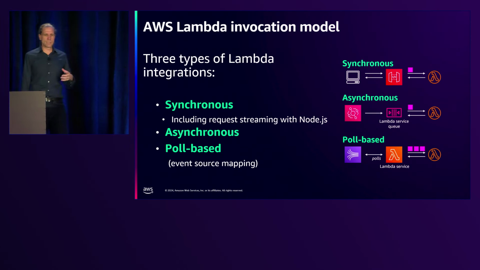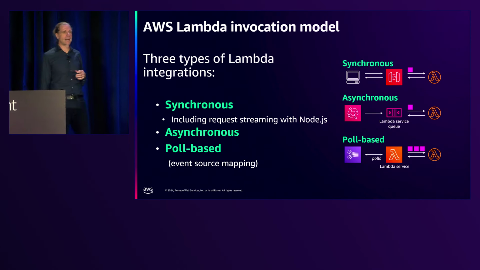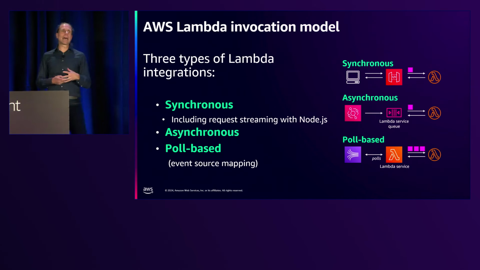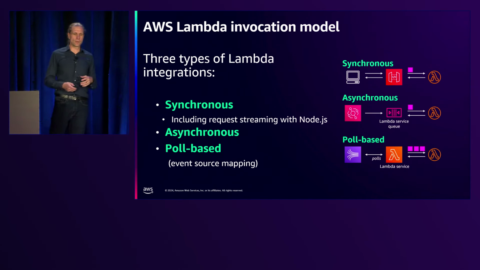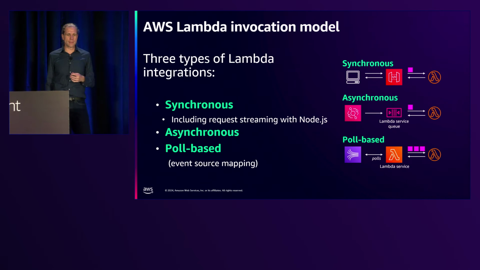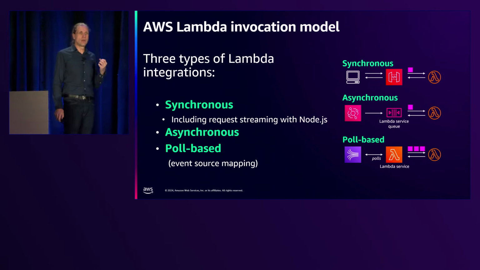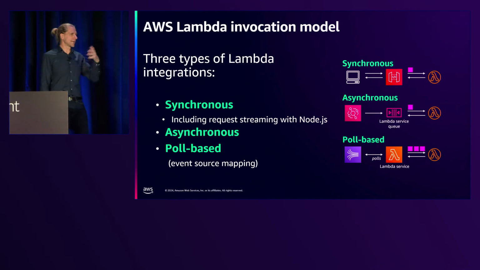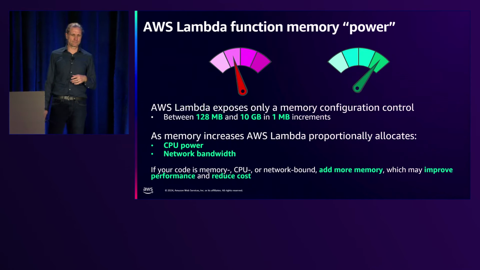It's synchronously, which is request-response, often behind an API. Asynchronously, where you don't wait for a response from the function code, you just hand off the event to Lambda, and Lambda does it for you. And then the stream or poll-based method, which is called an event source mapping, where Lambda runs a managed poller that reads items from things like Kinesis or Kafka or SQS.